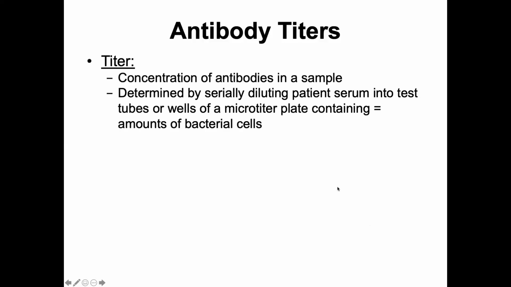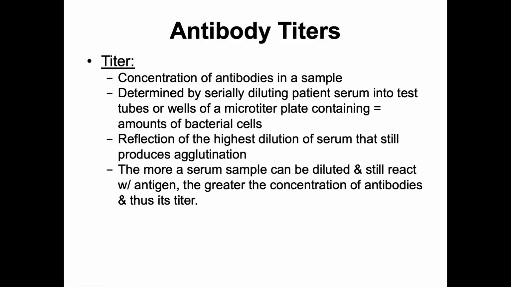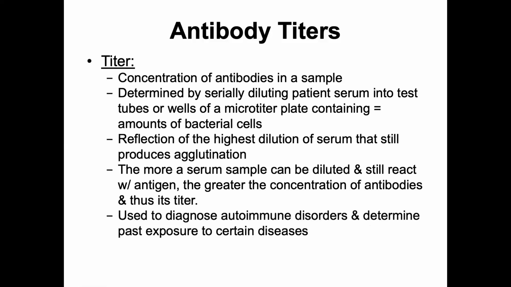A titer is just the amount of something in a sample, okay? You can titer phage, you can titer virus, and you can titer antibody. It's determined by diluting the sample and throwing in equal amounts of target. We try to figure out the highest dilution of sample that produces agglutination, right? The more a serum sample can be diluted and still react, the greater the antibody titer.